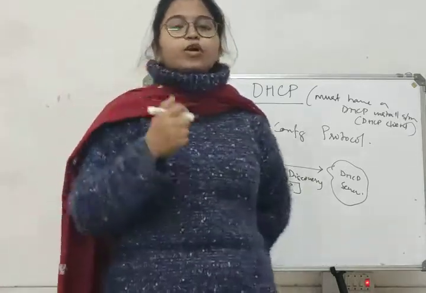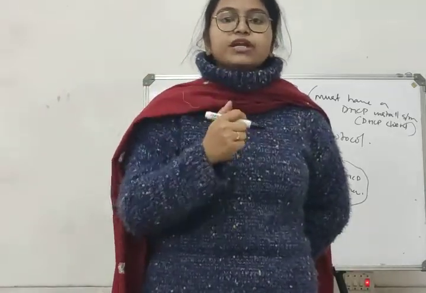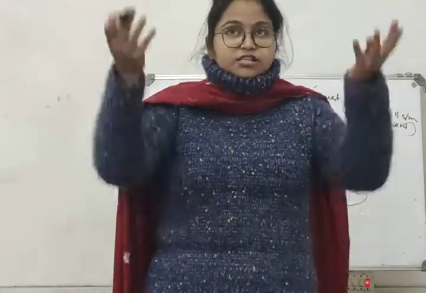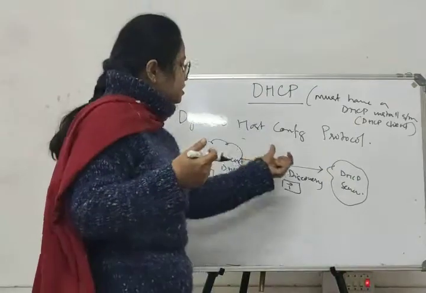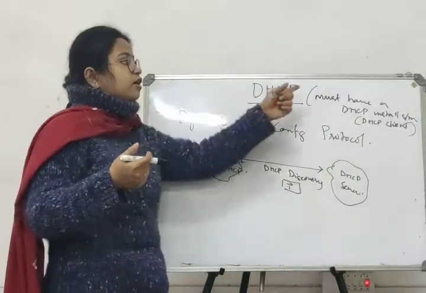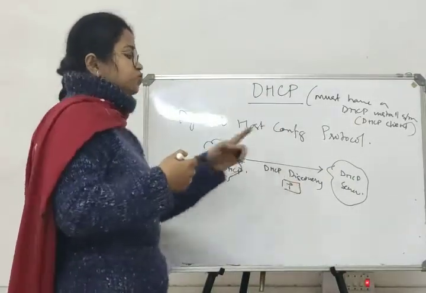Suppose in a network we have 20 systems. For 20 systems we need 20 IPs. How to get those 20 IPs? It doesn't come just from heaven, isn't it? So there is a DHCP configured client which sends the request to a DHCP server.